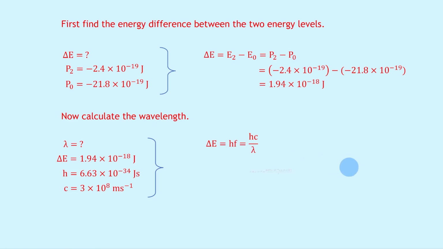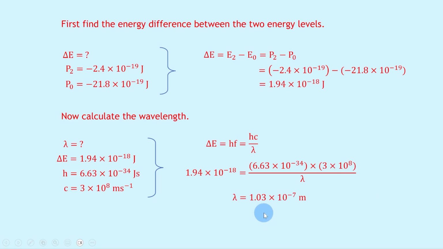So substituting in our numbers gives 1.94 times 10 to the minus 18 equals 6.63 times 10 to the minus 34 times 3 times 10 to the 8 divided by lambda. And then to get lambda on its own, we can swap both of these terms. So we get lambda equals the numerator here divided by 1.94 times 10 to the minus 18. And if you put that into your calculator, you should get an answer of lambda equals 1.03 times 10 to the minus 7 meters, which is the same as 103 nanometers.